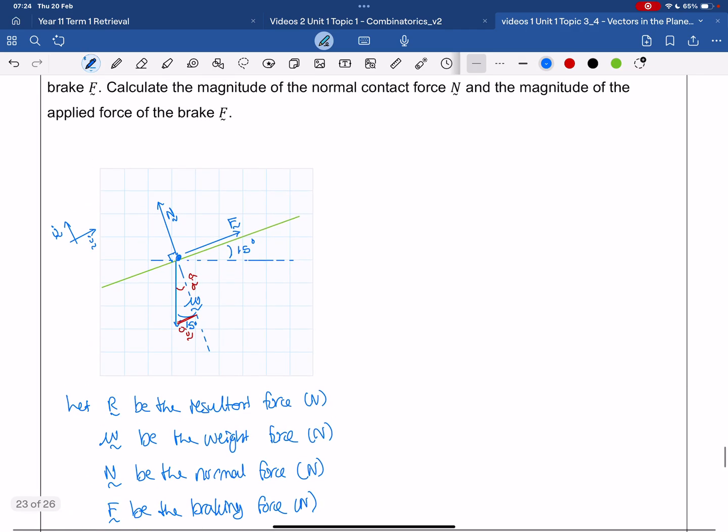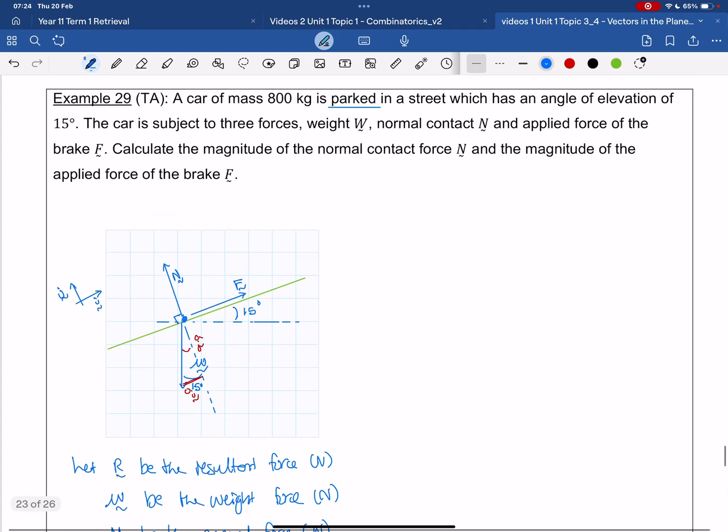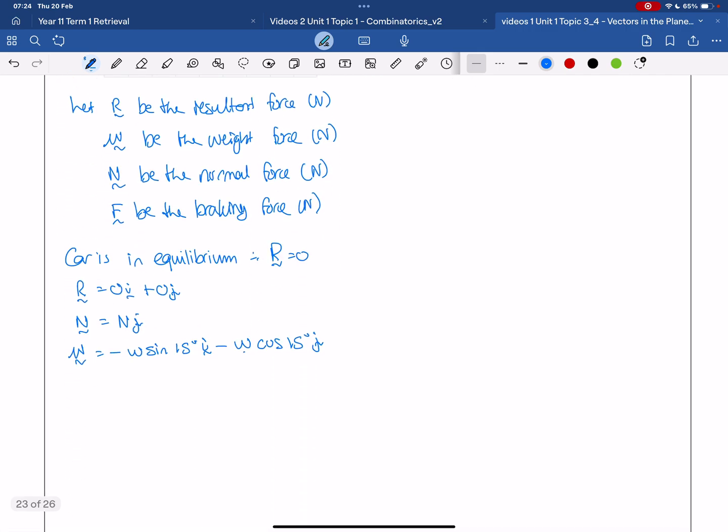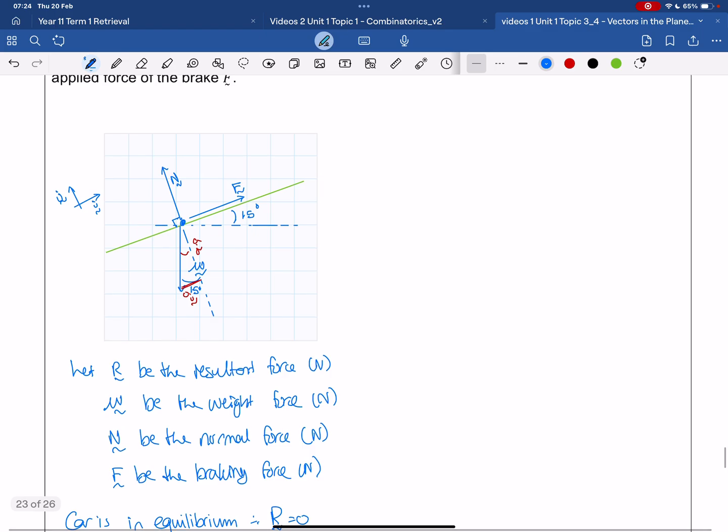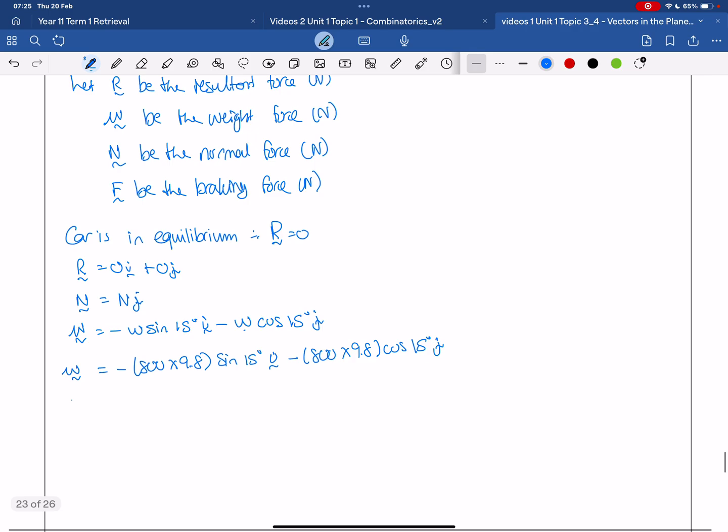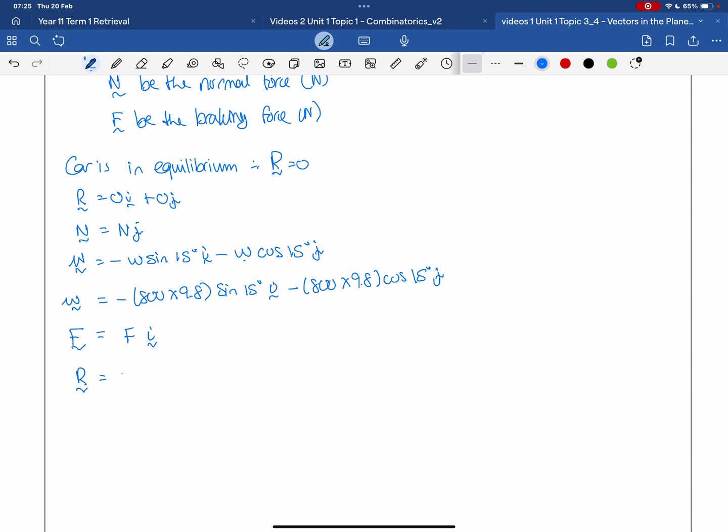Now, my W is just going to be mg, and that's going to be 800 times 9.8. So I'm going to have minus 800 times 9.8 sine of 15 degrees I minus 800 times 9.8 cos of 15 degrees J. So that's what my weight force is going to be. And my applied braking force, well, that one's quite easy to do as well because it is now just in my positive I direction. So F is going to just be Fi. All right, and we know that R, my resultant force, is going to be N plus W plus F.